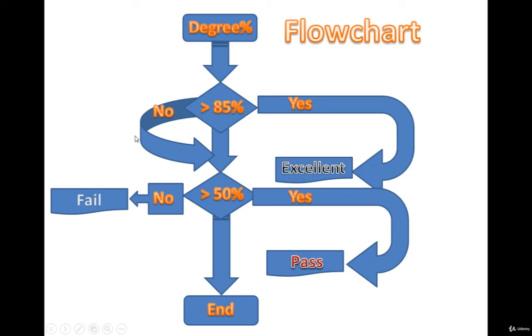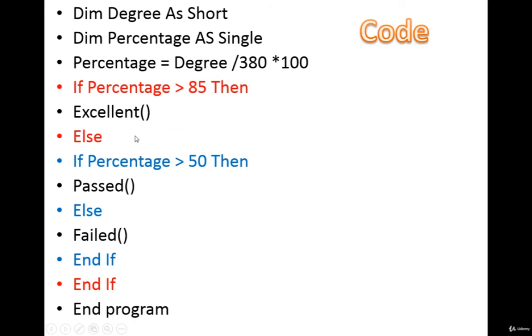The code: Dim degree as short, Dim percentage as single. Percentage equals degree over 380 multiplied by 100 for the percentage. If percentage greater than 85 Then excellent. Else, if percentage greater than 50 Then pass. Else, fail. End If, and End If, and end program.